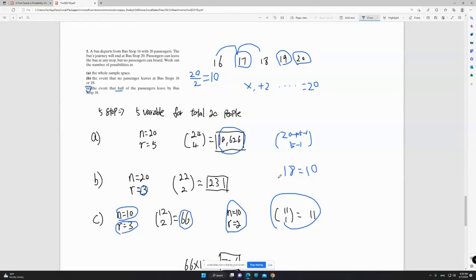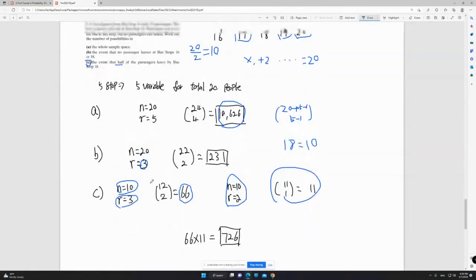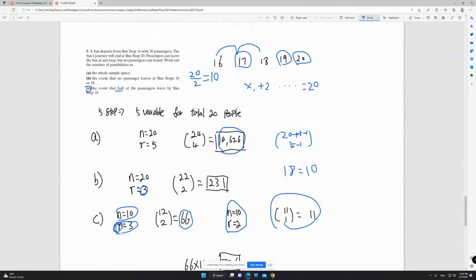Yeah, but how about the r that equals 3? r equals 3 because you did 3 stops. 3 stops. Yeah. Oh, okay. 16, 17, 18. Because by bus stop 18, you have 10 people who left the bus. So the previous ones are 17 and 16. Oh, I see now. Okay.